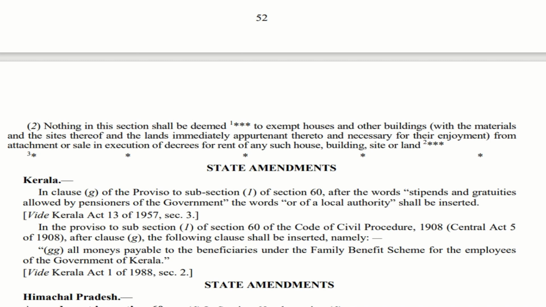To put it in a very simple manner, I am letting out a house to one Mr. A. He is not paying the rent. I am going to the court and I am getting an order against him saying that the rent should be paid, and he is not paying the rent. So I am asking the court that this property needs to be attached and it should be given to me. In that case, this section will not apply. This particular section will not apply for execution of decrees for rent of house, building, site or land.